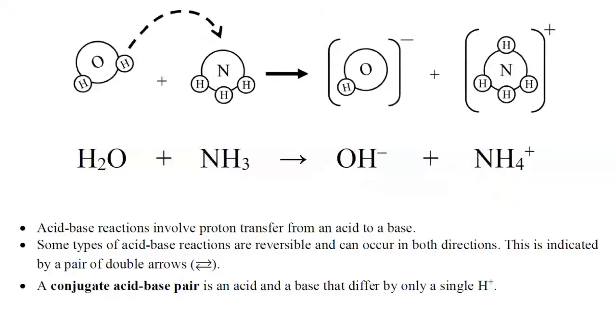In the reaction between water and ammonia, water is behaving as an acid, as a proton donor, so the conjugate base of water is on the opposite side of the equation. That would be the hydroxide ion, OH-. H2O and OH- only differ by a single H+, and ammonia, acting as a proton acceptor, as a base, the conjugate acid of ammonia on the opposite side of the equation is the ammonium ion. So NH3 and NH4+ are a conjugate acid-base pair. Again, they differ by only a single H+.